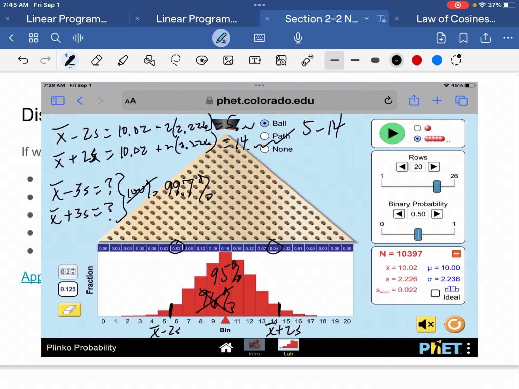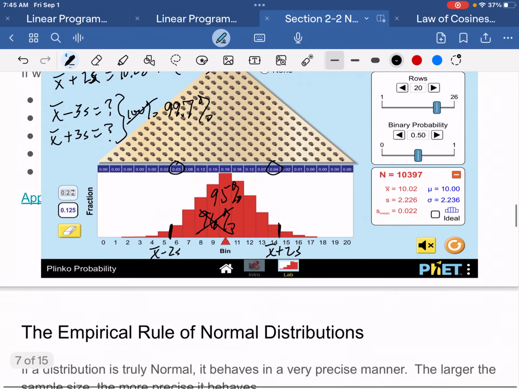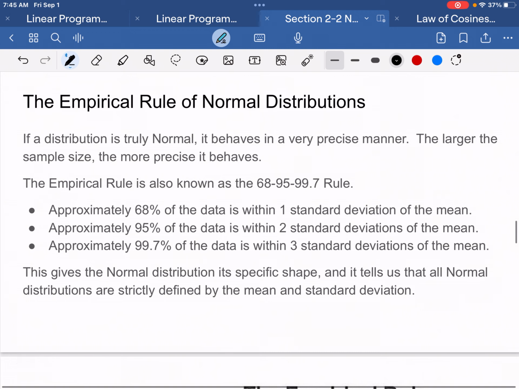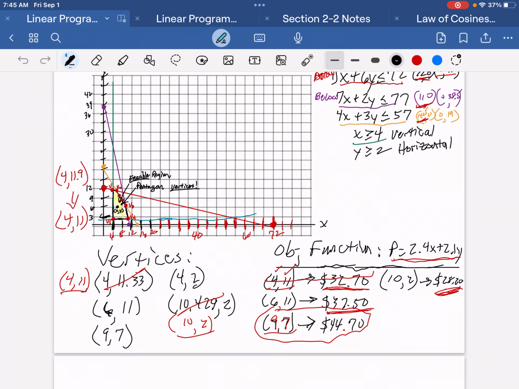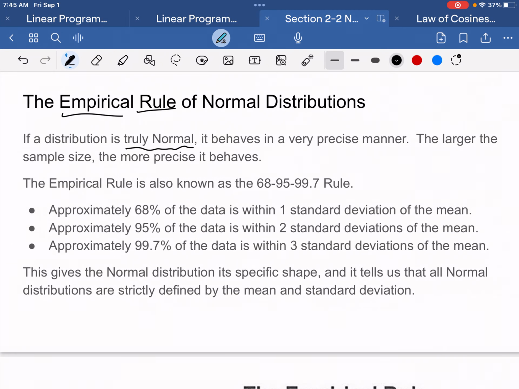Okay, so when a distribution is normal, these 3 conditions tend to be met, especially if your sample size was large enough. This is referred to as the empirical rule of a normal distribution. If a distribution is truly normal, then it will have what's referred to as these empirical truths, sometimes also called the 68-95-99.7 rule.